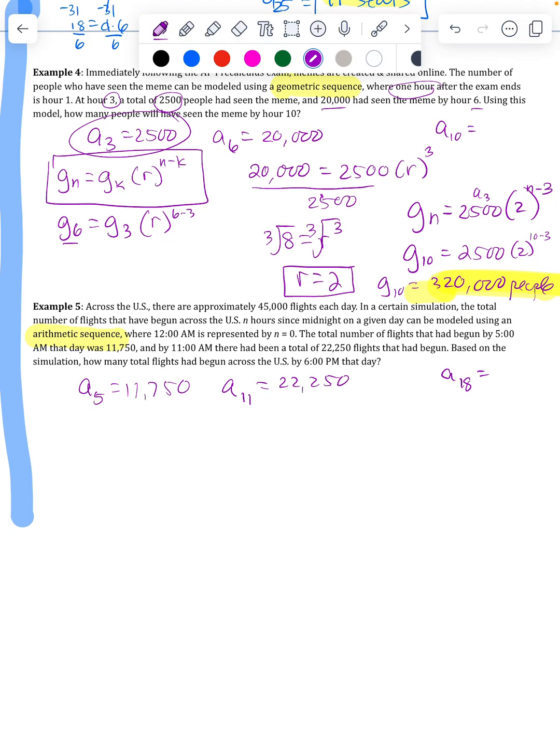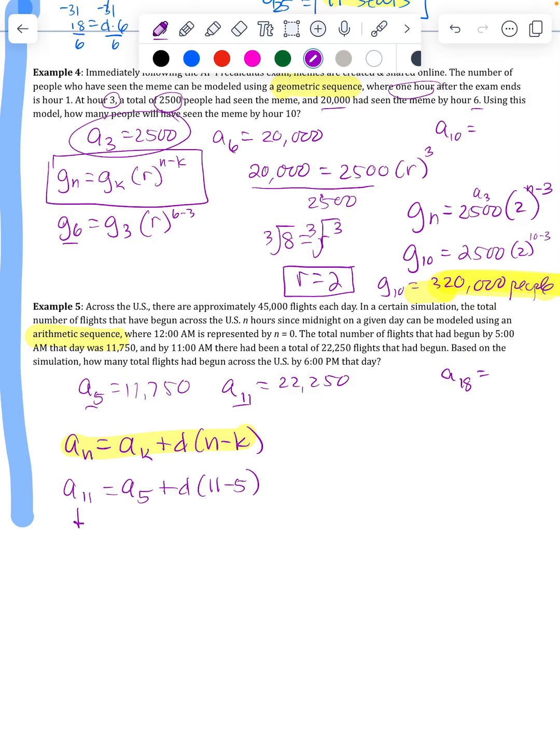And now, my friends, we're doing the same exact thing as we've been doing. We need to find the common difference so we can build an equation so we can plug in 18. It's arithmetic. So our last term will be our first term plus the common difference, n minus k times. That's my starting block all the time. I have A5 and A11. So I'll be starting at A5, going to A11, adding the common difference 11 minus 5 times.